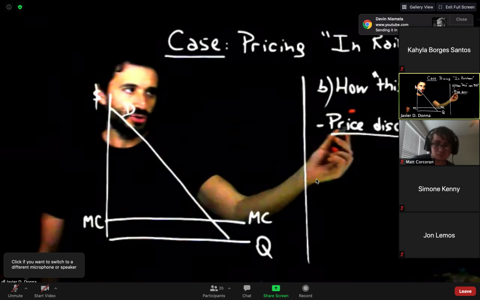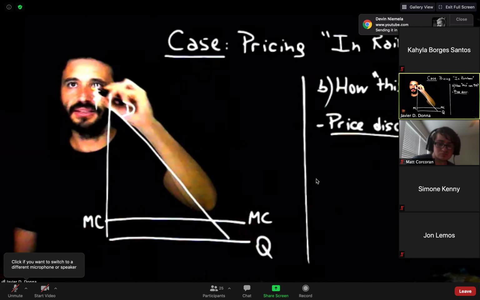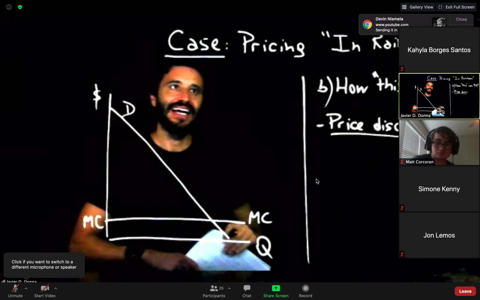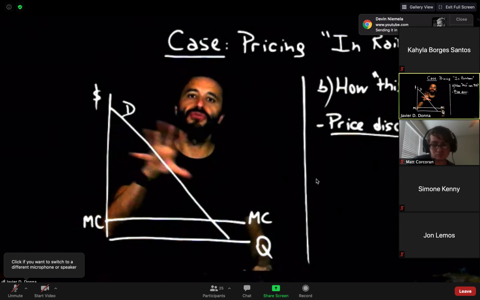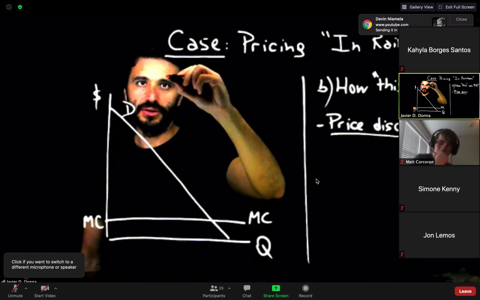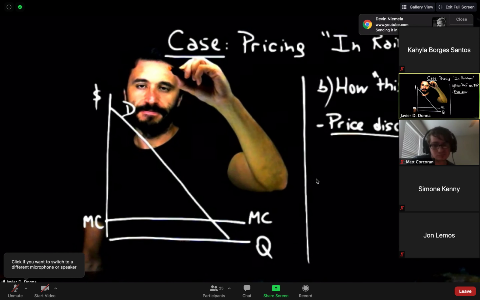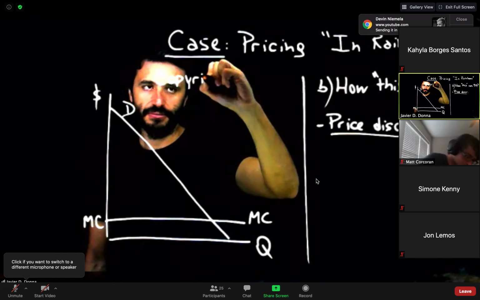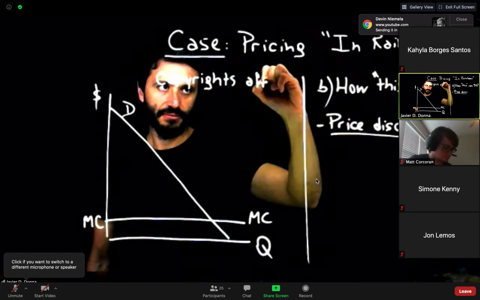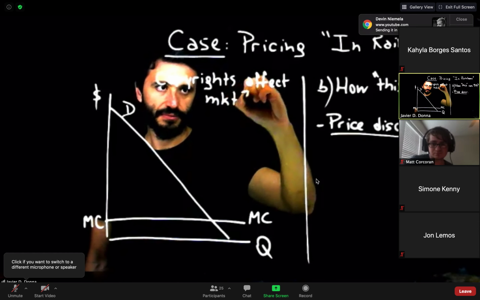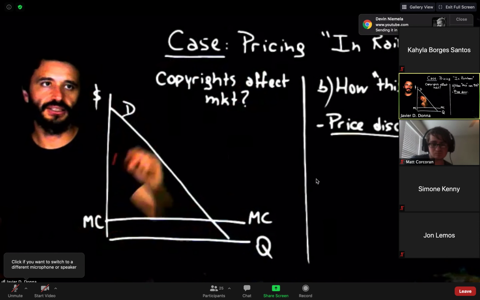So, to see this point a bit more clearly, let's start with the pricing of this type of goods before Radiohead came up with this idea. How this was done. Okay, so in other words, how copyright affects this market. So how copyright affects this market?